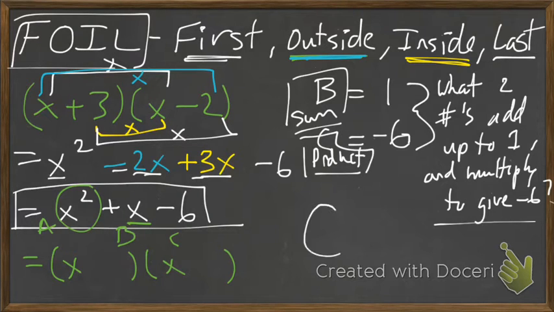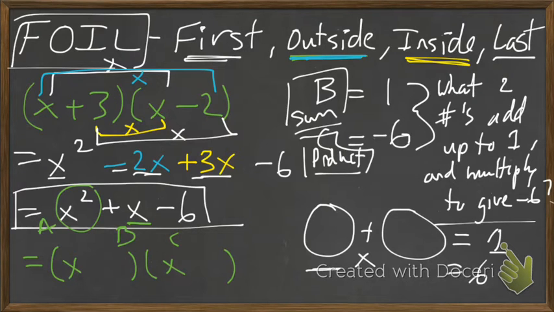So I have to have two numbers. When you add them together, they'll equal 1. When you multiply them together, they'll equal 6. Could those two numbers be the two numbers we started with? I don't know. Let's find out.